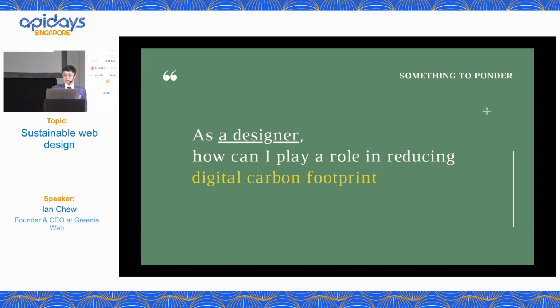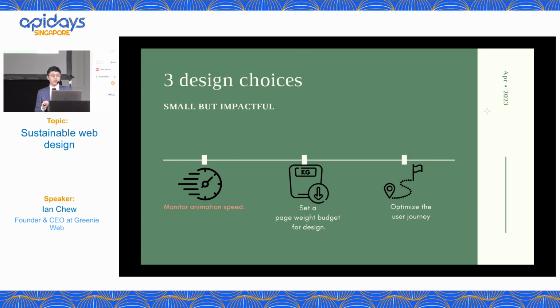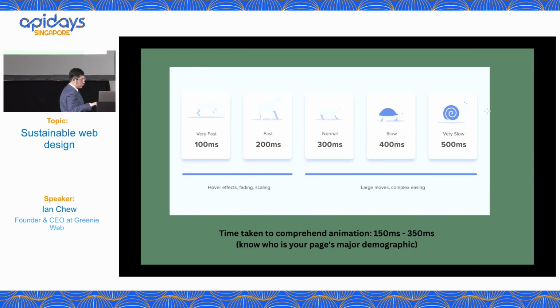But before we do that, since this topic today is on sustainable design, the question that I want all of you to ponder right now is, as a designer or as someone who might work with someone else in UI UX, how can I play a role in reducing carbon footprint? We're going to look at 3 design choices that are very small yet very impactful. The first is animation speed. The second is having a weight budget for your web page. And the last is something very common, that of user journey. So let's go to the first.